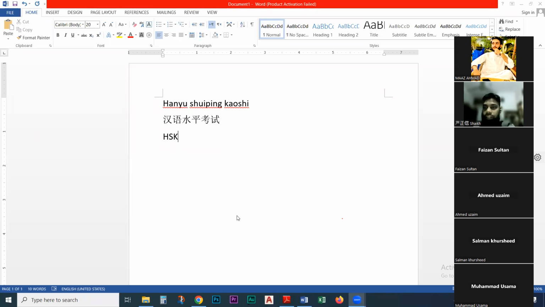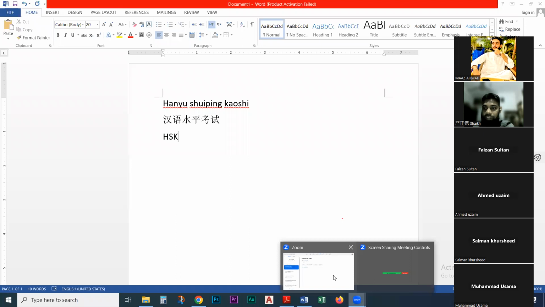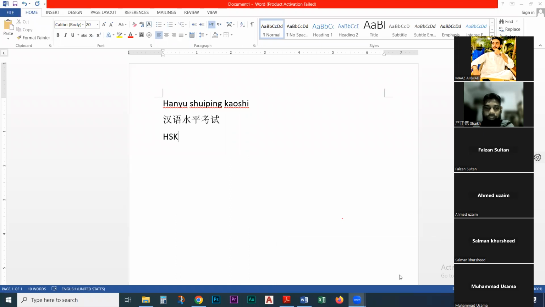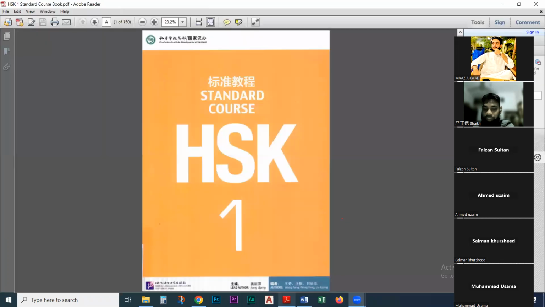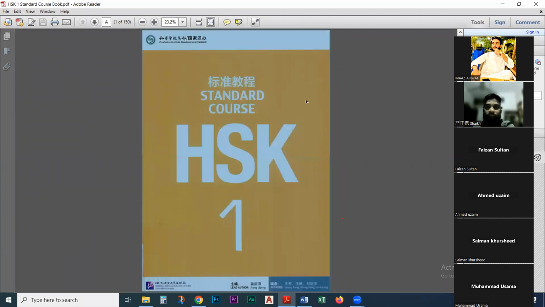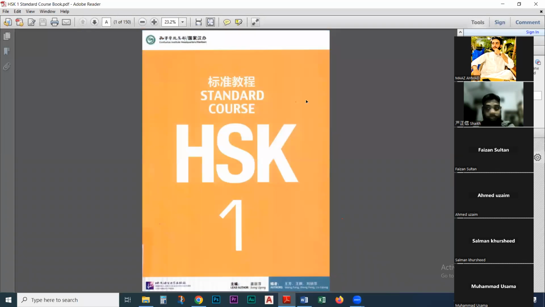Okay, so HSK stands for these three words: honey, shaping, cow shape. So we will follow this course, and if we completely follow this course, you will be able to learn the Chinese language till the end, and you will be fluent in Chinese. Okay, so this is the standard course designed by Chinese linguists. So okay, now let's see what's there in the course.